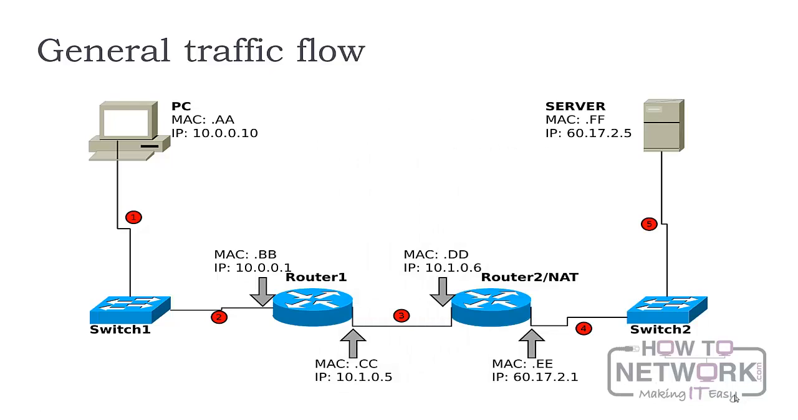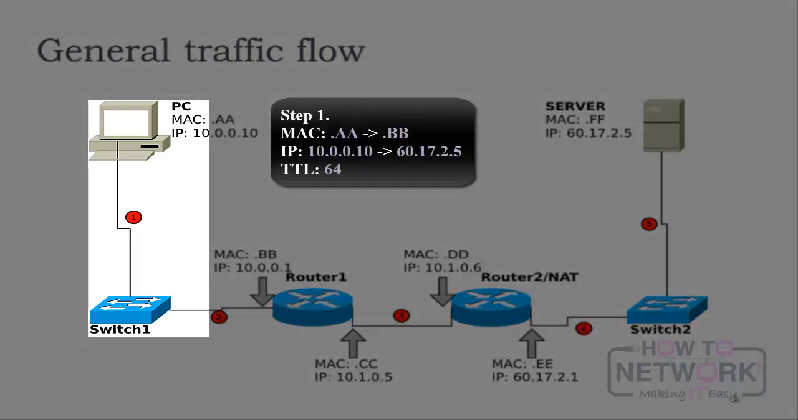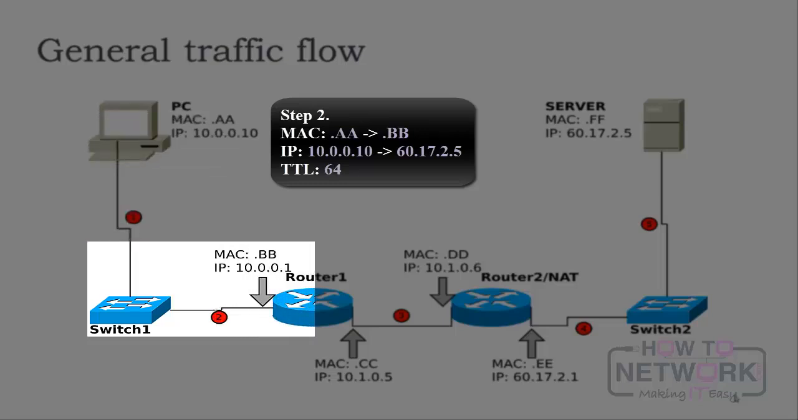Now let's take this small network as an example. We have a server and a client, 2 switches, 2 routers, from which one implements NAT. In the first step, the client generates a frame with the IP address of the server and the MAC address of the default gateway as the destination, which is router 1 in our case. MAC addresses are composed of 6 pairs of 2 hexadecimal digits, but for simplicity, we will just use the last pair in our example. The switch doesn't change the frame contents by default, so both MAC and IP headers remain the same after leaving the switch.